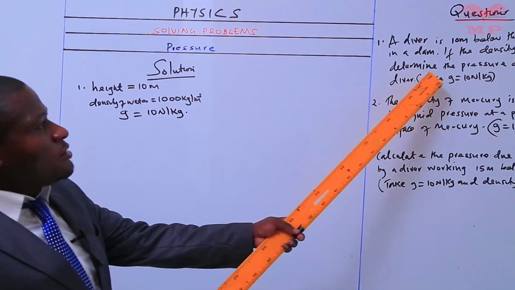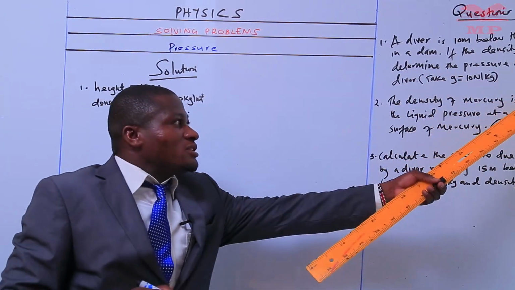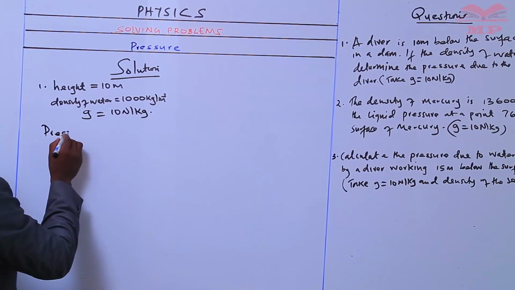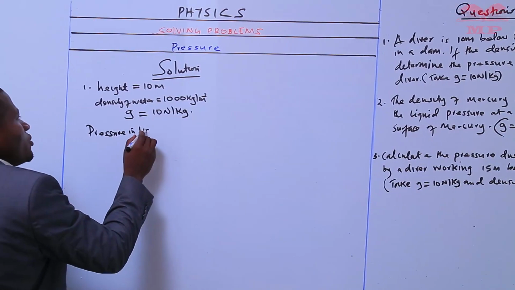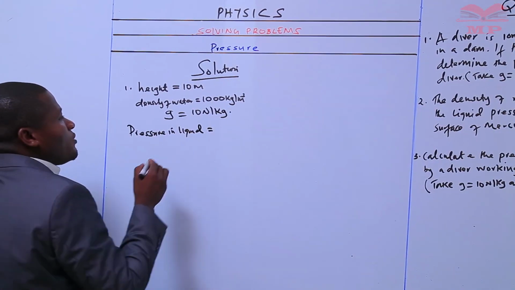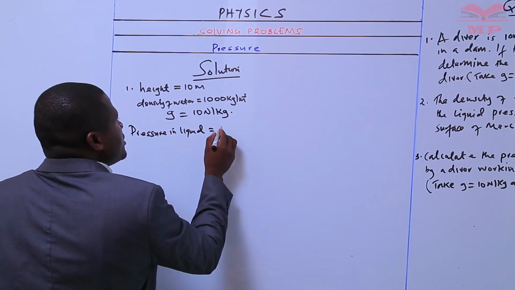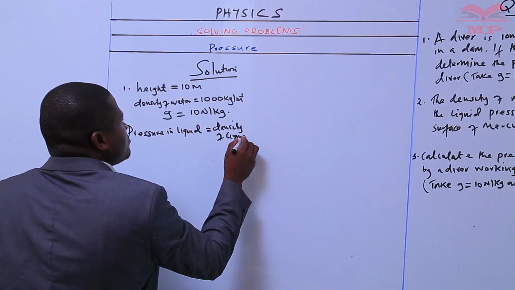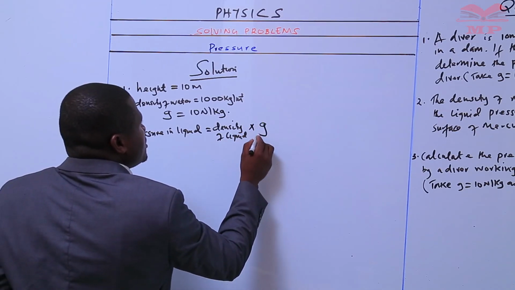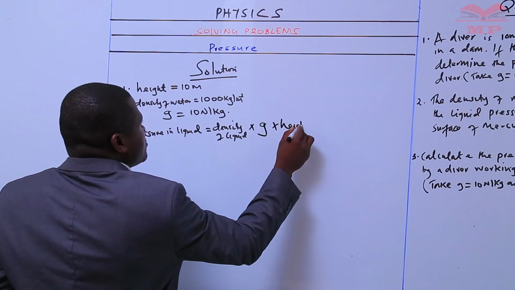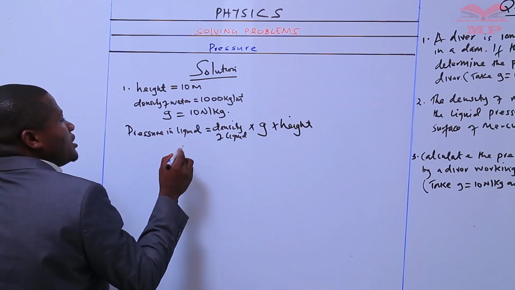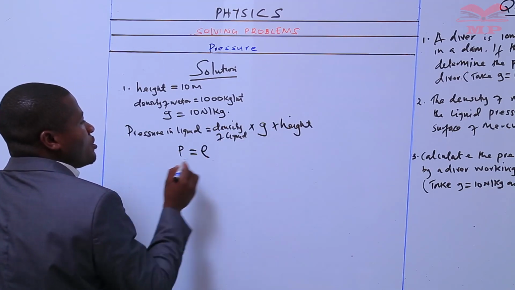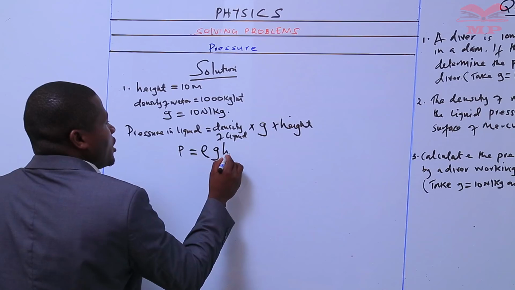So we are being asked to determine pressure due to water. Water is a liquid, so pressure in a liquid is given by taking density of the liquid times G times height. This pressure is denoted by P, density is always denoted by rho, then G, then H.